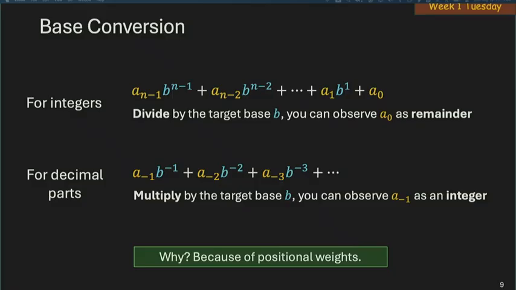Similarly, for the fractional part, you can again think about this conversion algorithm in terms of positional weights. All of these are decimal parts, and if you want them to show up, you probably want to bring them up into an integer. So if we multiply this whole number by the target base, the a minus 1, the first digit on the right of the decimal point, will show up as an integer. Right? It's a visual way for us to identify each digit in the target base.